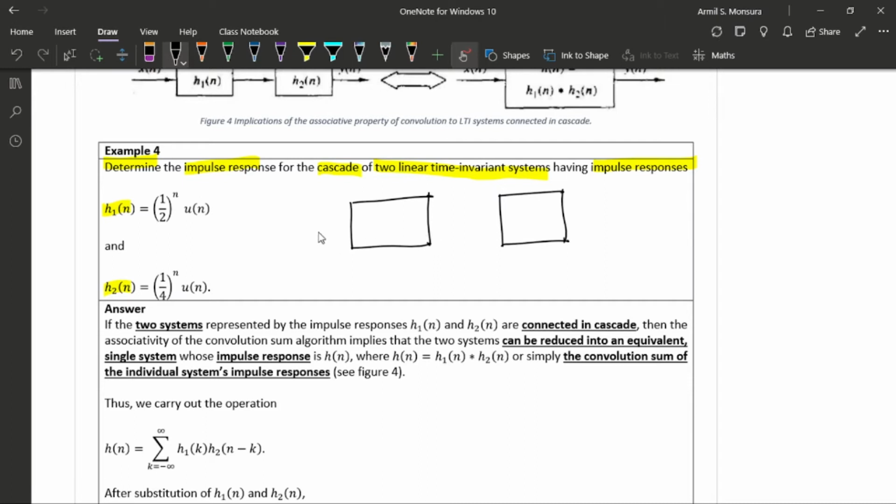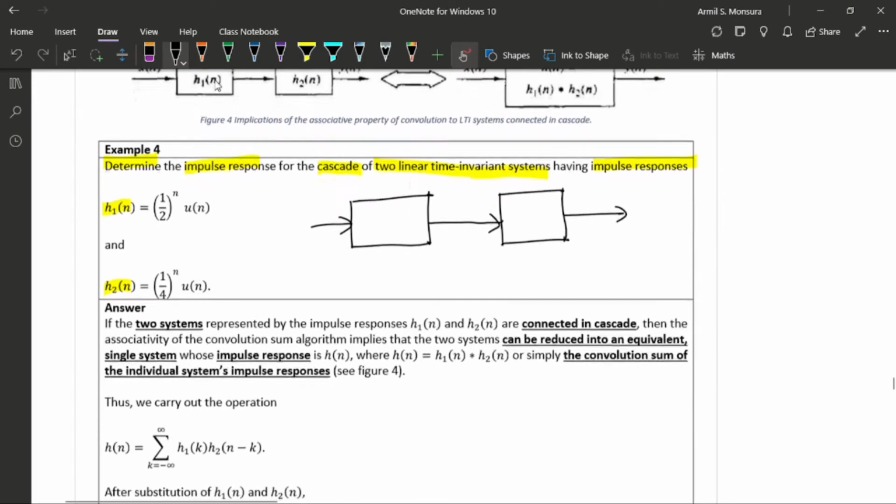So the input to the first system produces the output of the first system, which serves as an input to the second system, and that is now used by the second system to produce the output of the two interconnected systems. Now, say the input to this system is x of n, and the output of this entire thing is y of n.